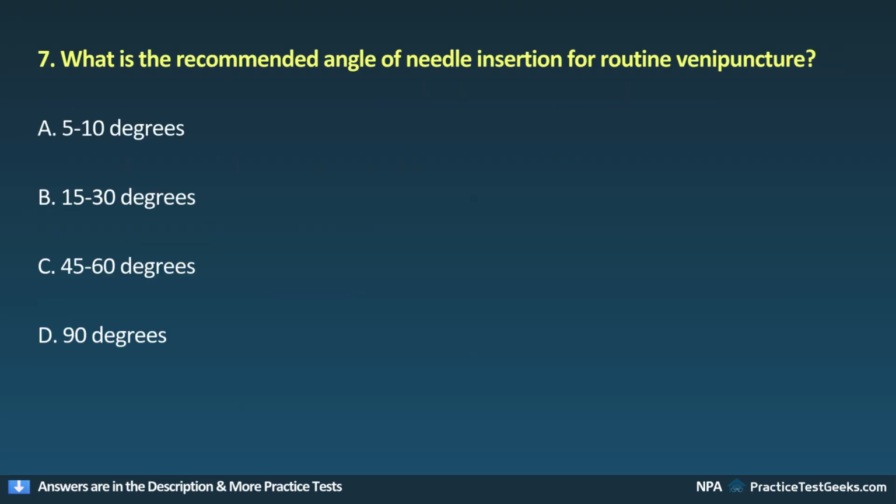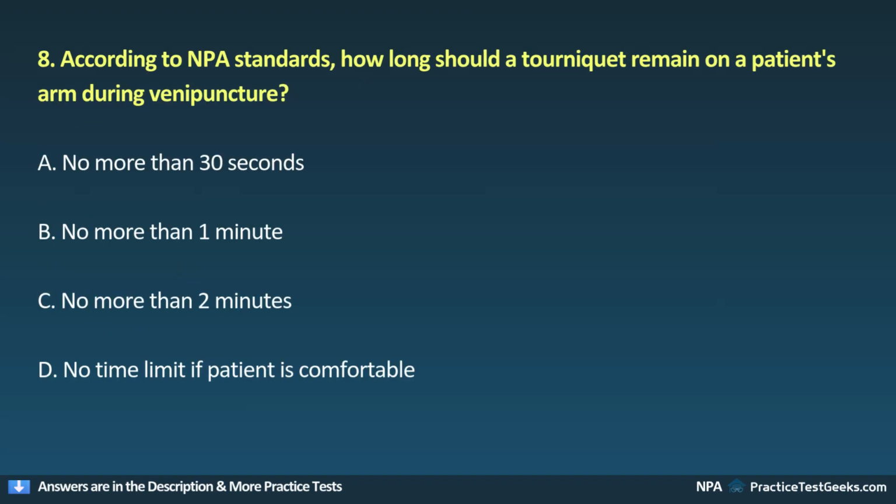7. What is the recommended angle of needle insertion for routine venipuncture? A. 5 to 10 degrees. B. 15 to 30 degrees. C. 45 to 60 degrees. D. 90 degrees. 8. According to NPA standards, how long should a tourniquet remain on a patient's arm during venipuncture?